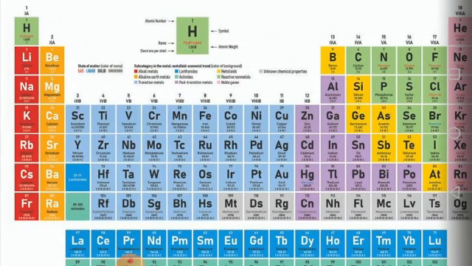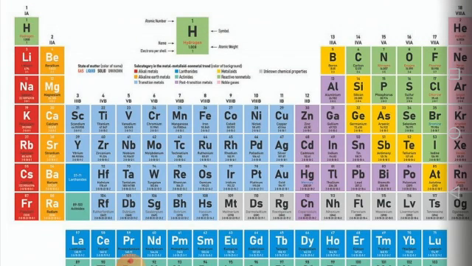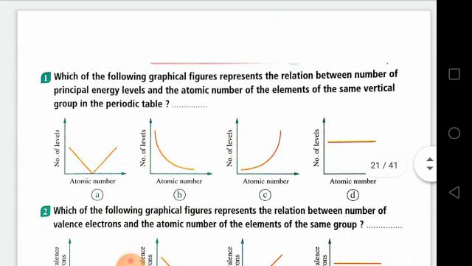In 1A, hydrogen starts with atomic number 1, lithium with 3 protons in atomic number, sodium 11, potassium 19, and so on. When we move from up to down in the same vertical group, the atomic number will increase, and also the number of periods will increase. So the answer to this question will be C, a direct proportional relationship.